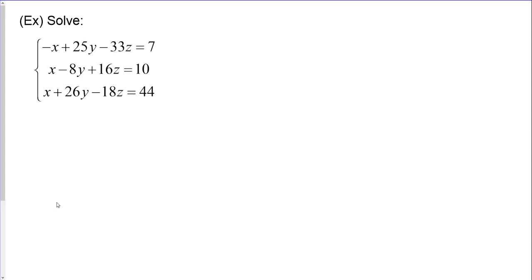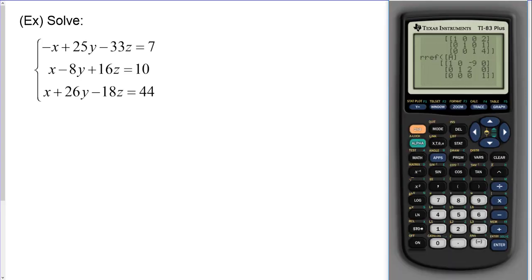Let's look at another example. In this next example, I want to do the same thing, take my system, convert it into an augmented matrix, and enter it into the calculator. So a 3x4 system, once again. My coefficients for the first equation, which is negative x plus 25y minus 33z equals 7, will be negative 1, 25, negative 33, and 7.